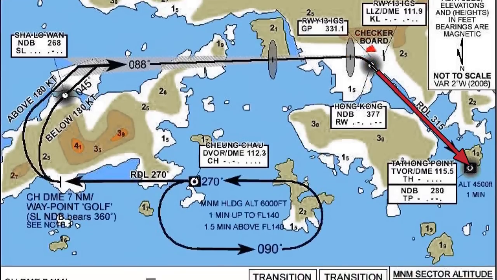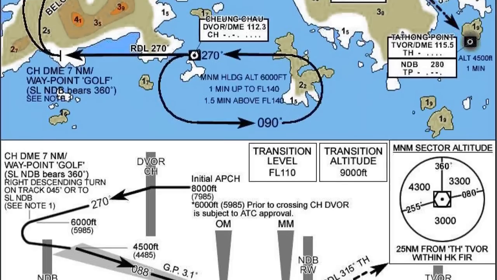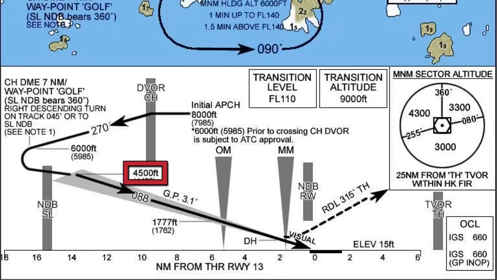a missed approach. Now there's one more thing that we need to remember after starting our turn from the Point Gulf. As we overfly the Point Gulf and we start that right turn to intercept the localizer, we're going to start a descent from 6,000 feet down to 4,500 feet. We will do this for either turn, whether we're above or below 180 knots. Once we reach 4,500 feet, we'll maintain 4,500 feet until we intercept the glide slope.